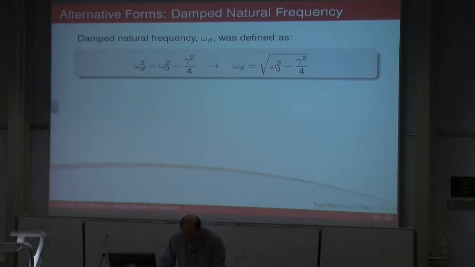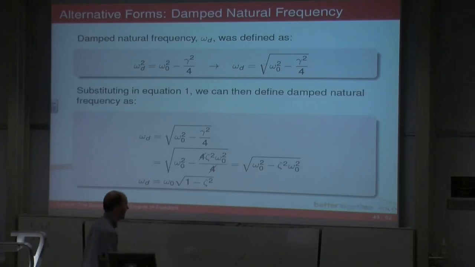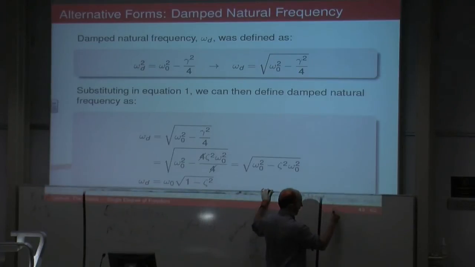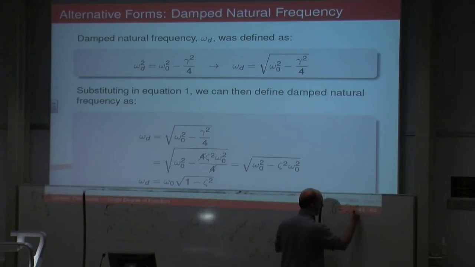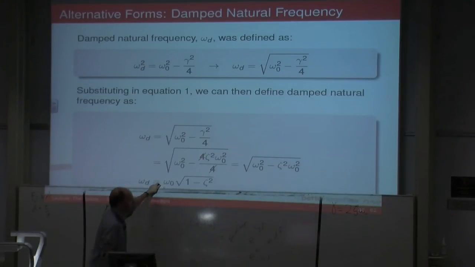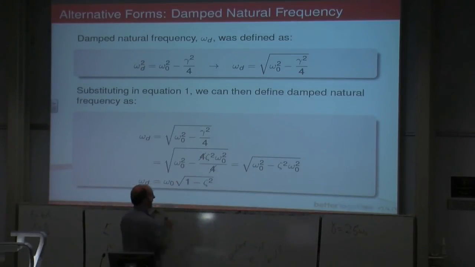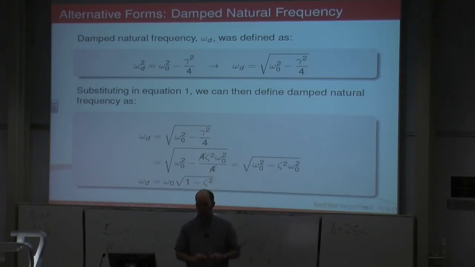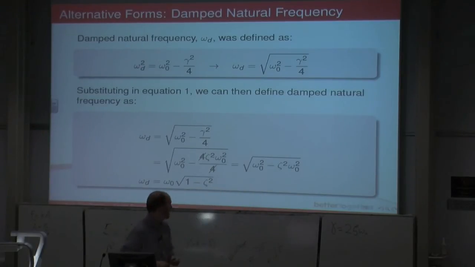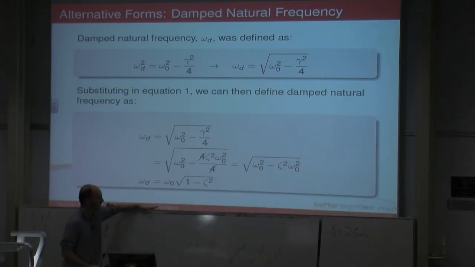Apologies about that. Equation 1 is gamma equals 2 zeta omega naught. That's the equation we're substituting in here. So we stuck that in here, we get 4 zeta squared omega naught squared. Obviously the 4's will cancel out, and so we end up with this. Omega naught squared minus zeta squared omega naught squared. The omega naught squared can come out, so if we square root it, we end up with this equation here.